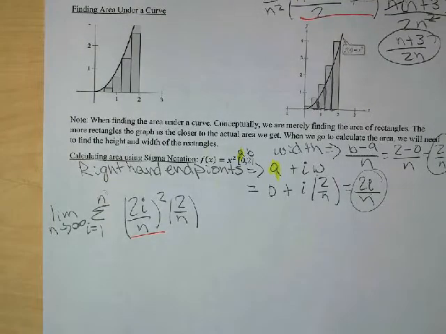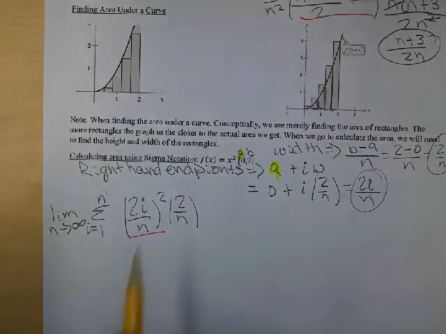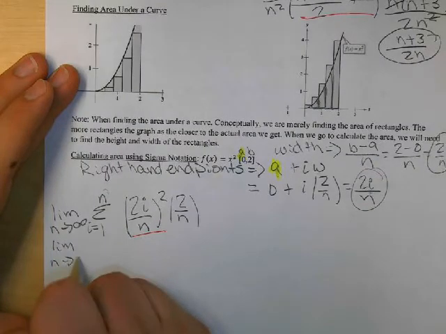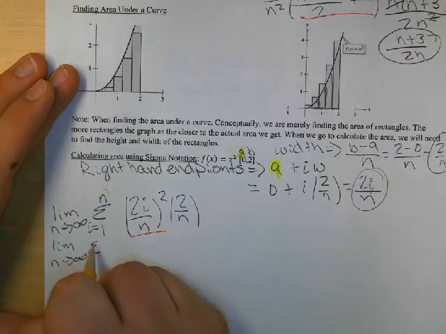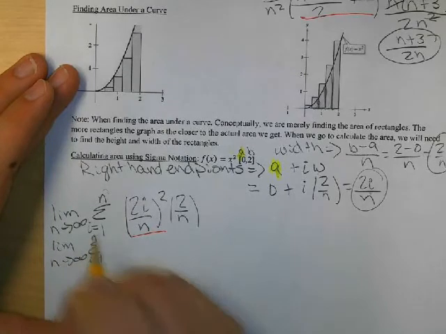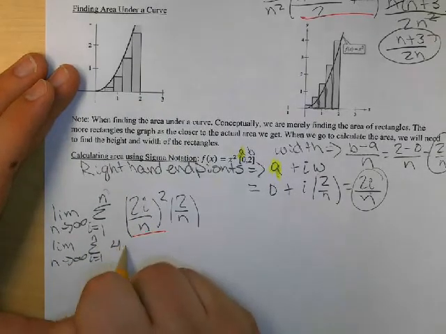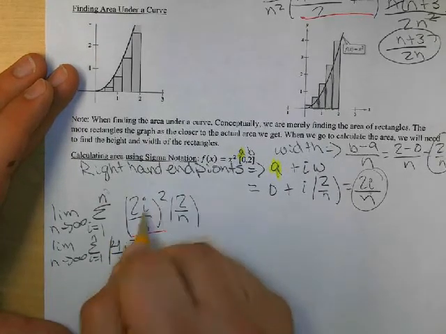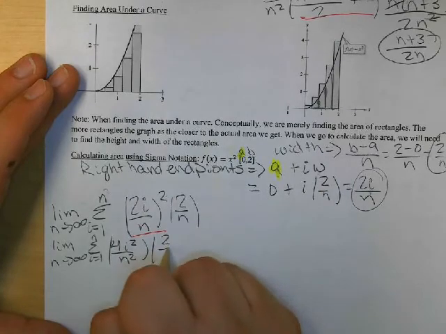Okay? That's how we set it up. That was just the setup. Now we need to solve. We can do it. We have all the tools in our tool belt to do it. I want to simplify first. So that's the limit as n approaches infinity of the sum from I equals 1 to n of 4I squared over n squared. I just distributed the squared there, times 2 over n.